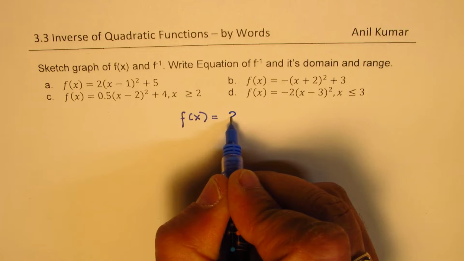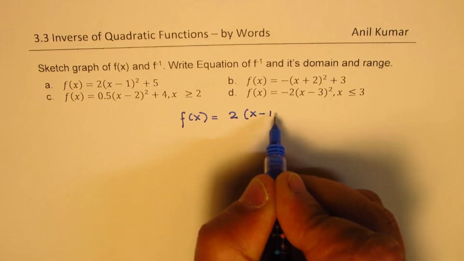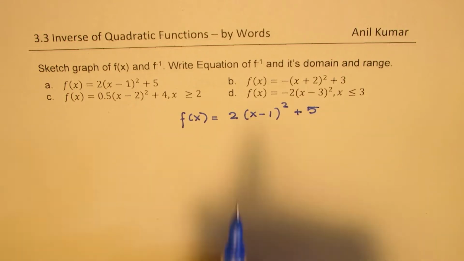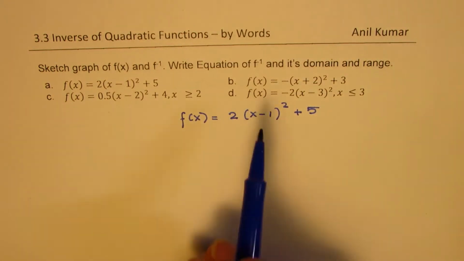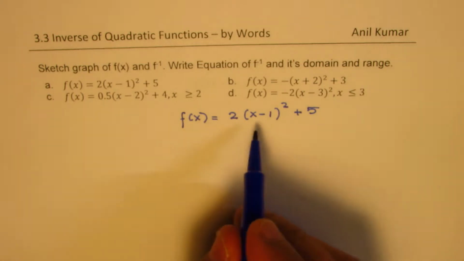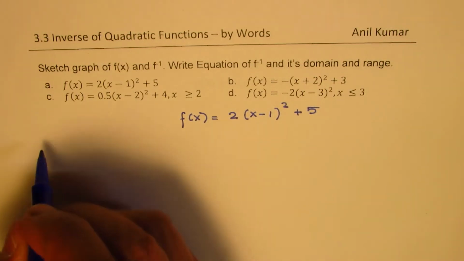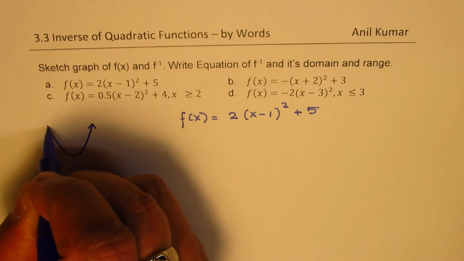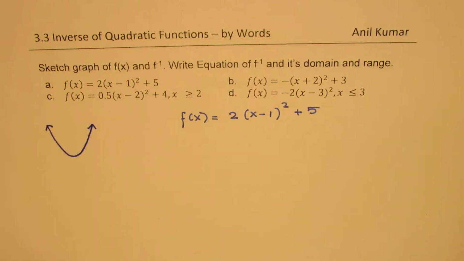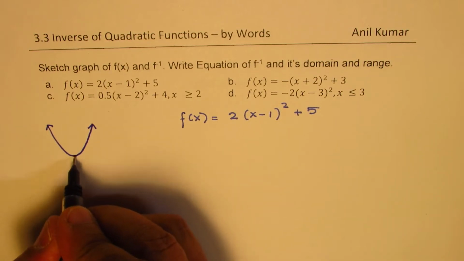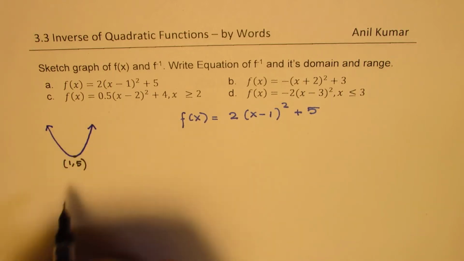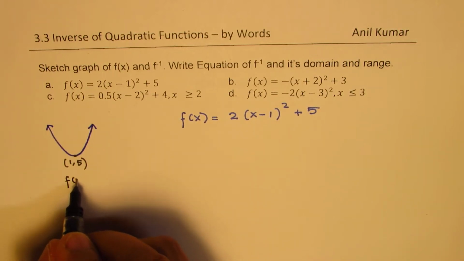So we have f of x equals 2 times (x minus 1) whole square plus 5. Let us first try to sketch this parabola. The parabola will open upwards, right? So here are rough sketches. The vertex of this parabola will be at (1, 5). So that is your function f of x.